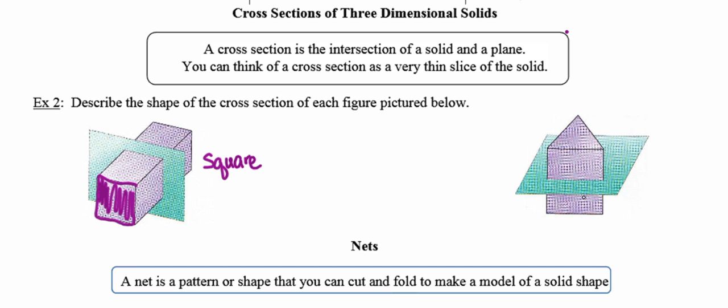And the slice that's given to us in this second example, if we lop the top half of that triangular prism off, the piece that's remaining is going to be in the shape of a triangle. So the shape of the cross section is going to be triangular or in the shape of a triangle.